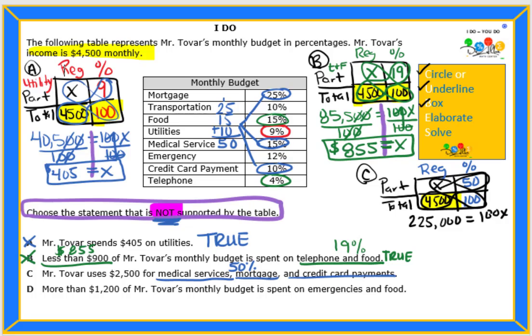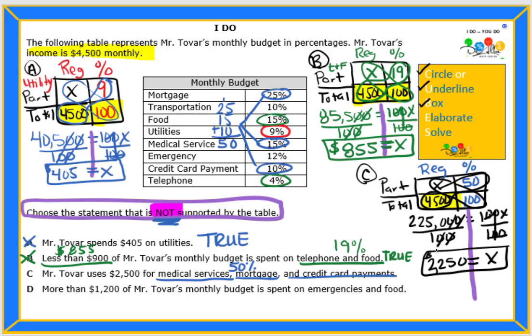Let's go ahead and solve our one-step equation. So our coefficient is 100, so we want to divide by 100. Because 100 divided by 100 is just 1x. On this side, we're going to divide by 100 as well, because we do the same thing to both sides of an equation. So 225,000 divided by 100 is 2,250. 100 divided by 100 is 1. So we have 2,250 for x, which is the dollar amount.